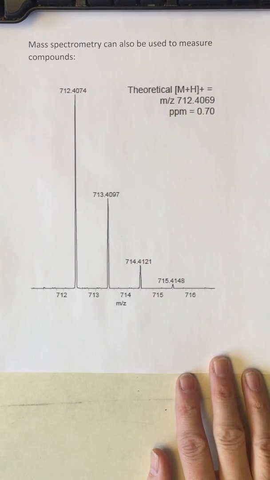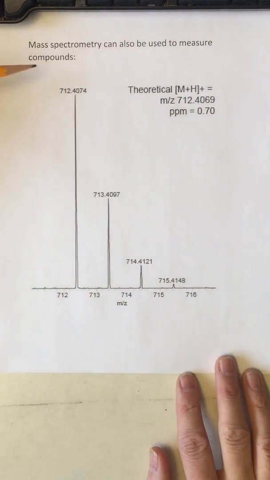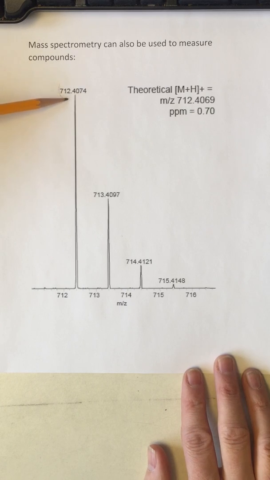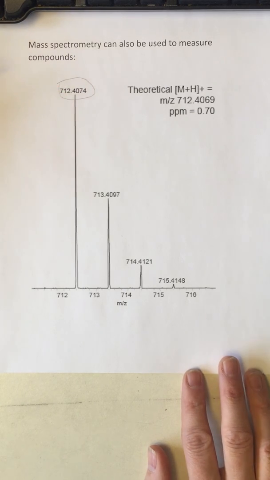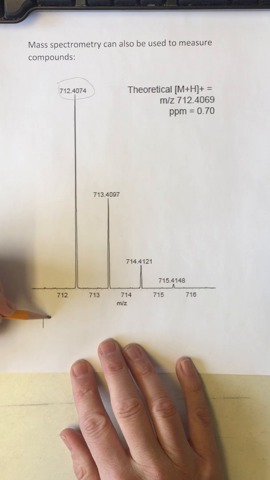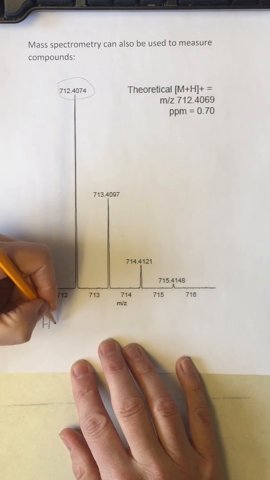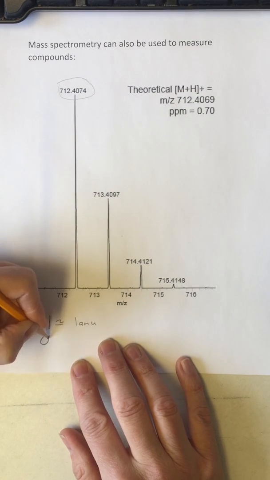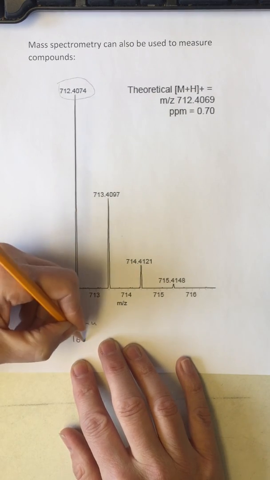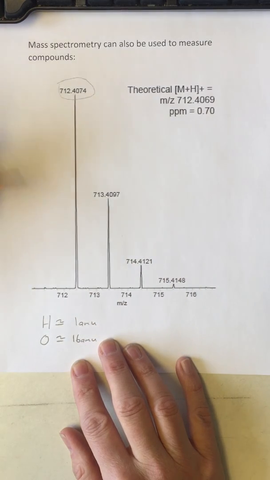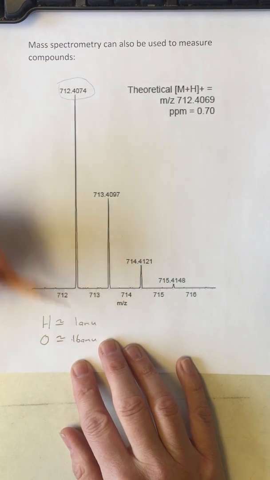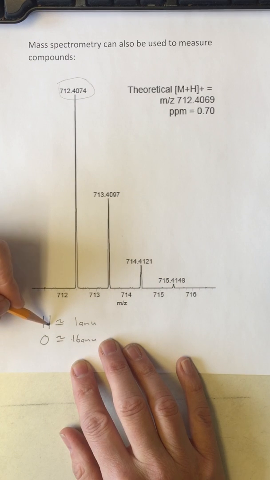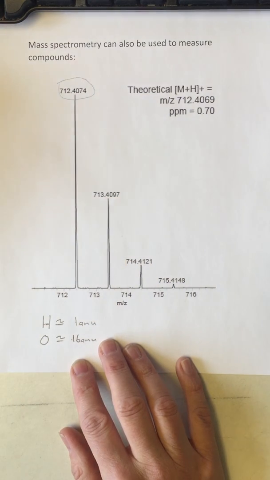So that's mass spectrometry. It can also be used to measure compounds. So imagine we have a very heavy compound with lots of carbon, hydrogen, oxygen, and nitrogen atoms, and it weighs around 712 atomic mass units. Just for reference, hydrogen is approximately 1 AMU. Oxygen is approximately 16 AMU. So if you were to take a molecule and add an oxygen to it, it would get heavier by 16 AMU. If you were to add a hydrogen to it, it would get heavier by 1 AMU. So take a look.